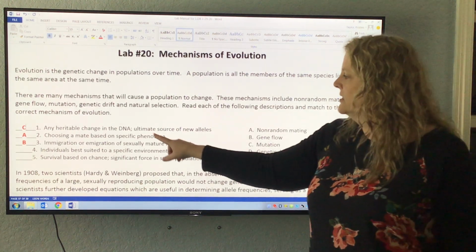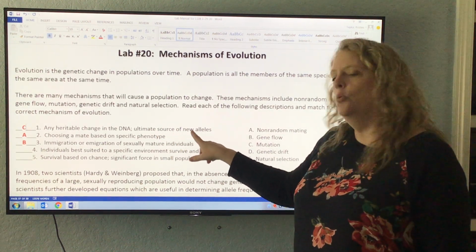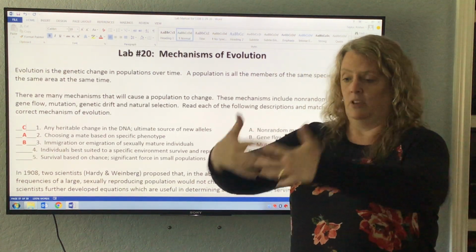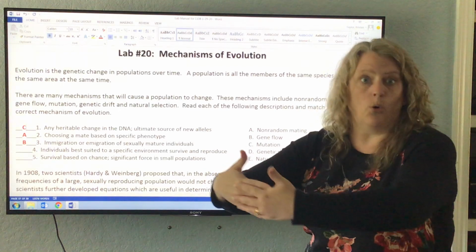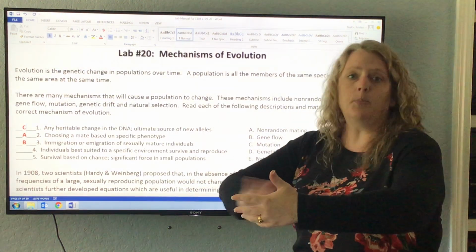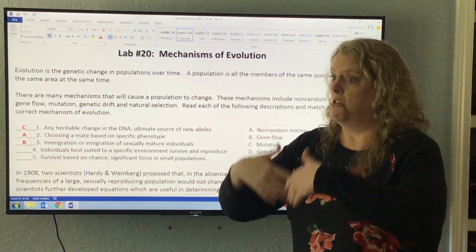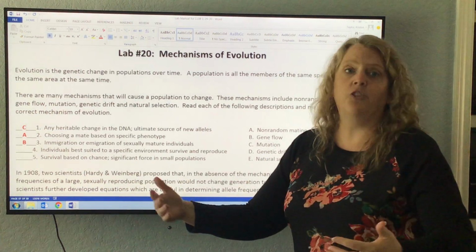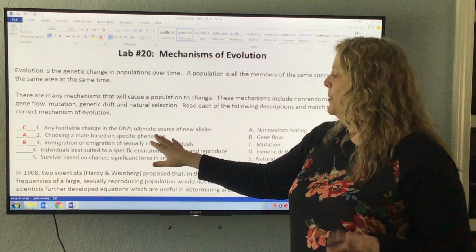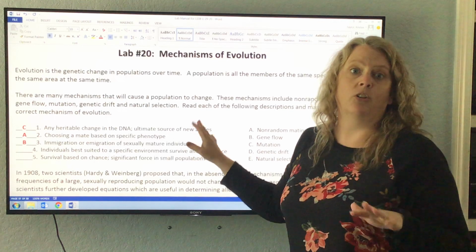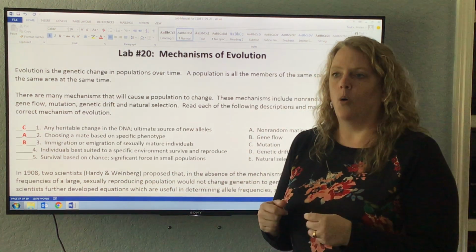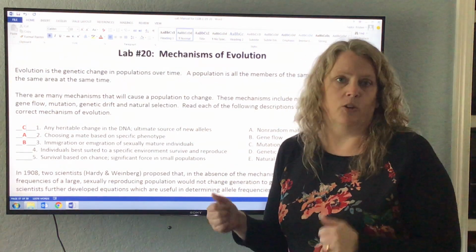I want to point out this is the ultimate source of new alleles. So a mutation can create, in this particular gene pool, a population of deer that was light brown, light brown, light brown for years and years and years. And then all of a sudden, in this one generation, we now see different color fur in the deer. And that's what we mean by ultimate source of new alleles. There you go. We now have a darker brown color, or maybe an albino color where it's all white.